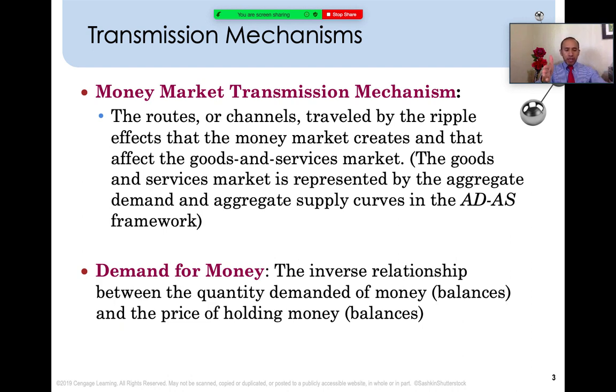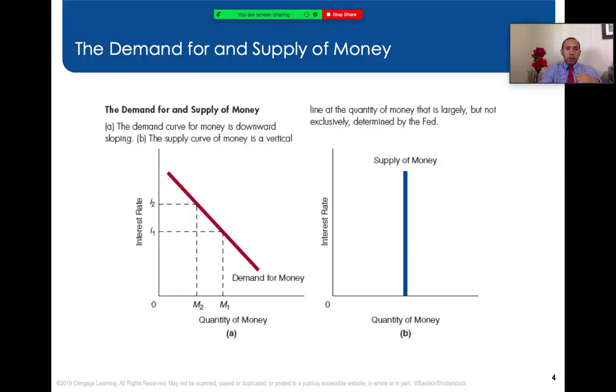So we're going to have the interest rate market, the money supply market, and the aggregate demand and aggregate supply model to show how the economy can be stimulated and how the transmission mechanisms occur within monetary policy.